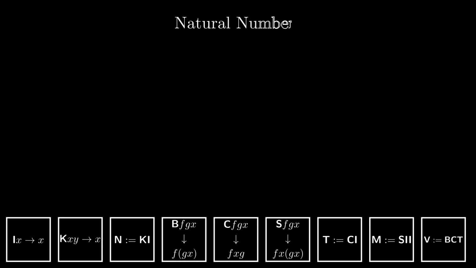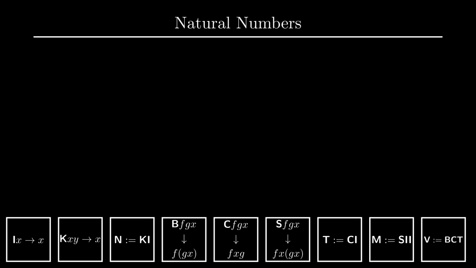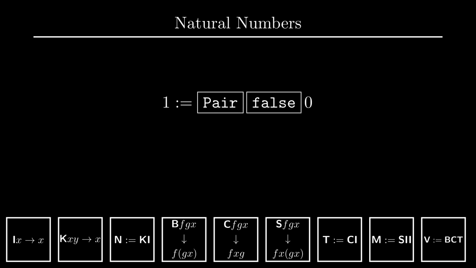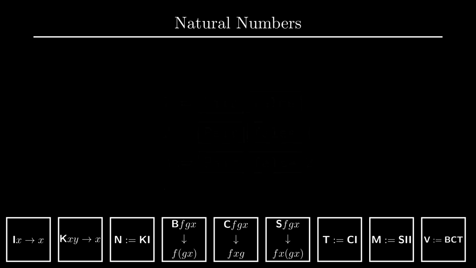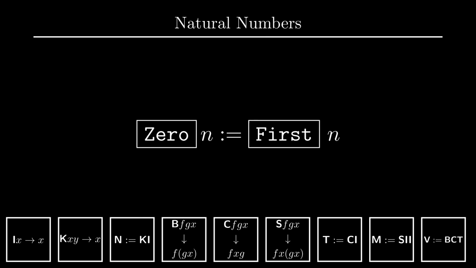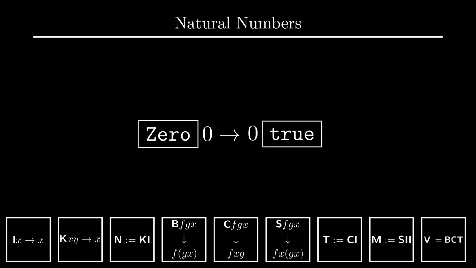We can also, perhaps surprisingly, simulate natural numbers. Assuming we have a representation of 0, we may define 1 as the pair false, 0, 2 as the pair false, 1, and so on. In this way, all non-zero numbers are pairs whose first entry is false. The function zero should return true if n is 0, and should return false otherwise. So we may define zero n reduces to first n. Of course, we want zero of 0 to evaluate to true. If we define 0 as I, zero of 0 would reduce to I of true, which reduces to true. That's exactly what we want.